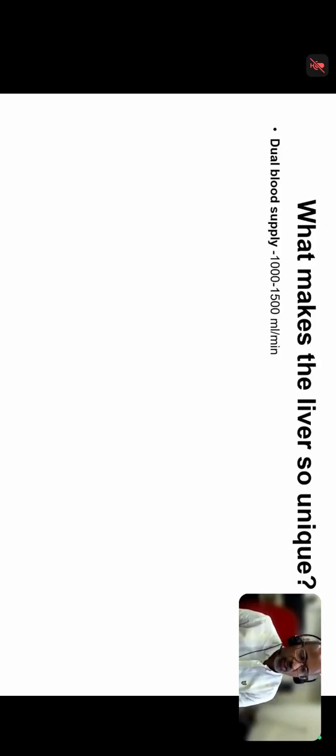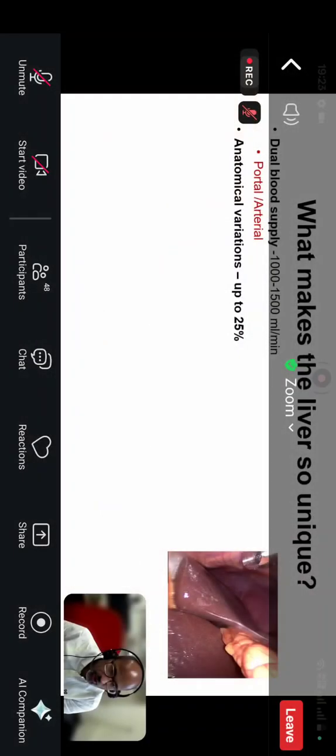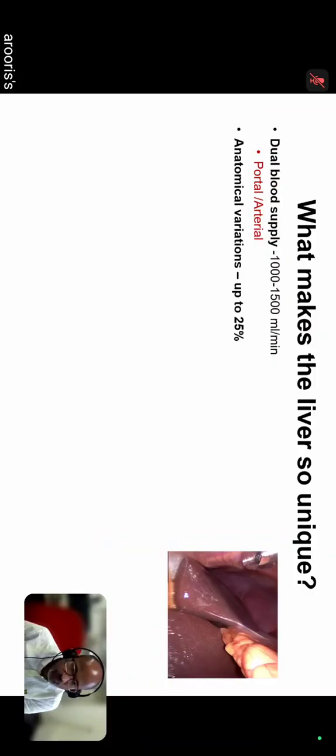As I said, we need to talk about why we need to do an ultrasound scan. But to understand the role of intraop ultrasound scan, we need to establish a few basic things. The first thing is, what makes the liver so unique? Why do we need to talk about even the intraop ultrasound scan? There are several reasons for this, and you already know. One is the dual blood supply. So the liver gets about 1 to 1.5 liters of blood per minute, so you need to avoid damaging things which you don't want to damage and getting into bleeding.